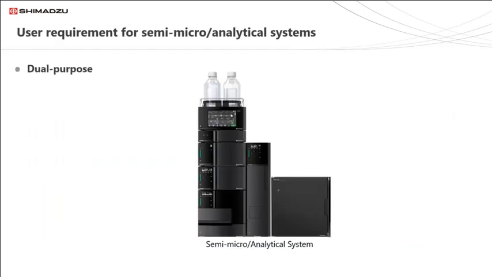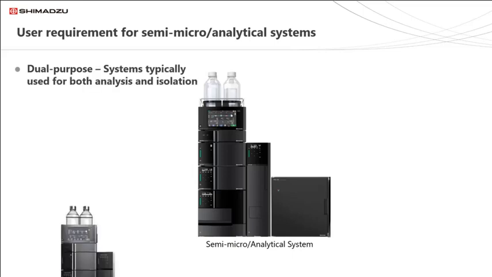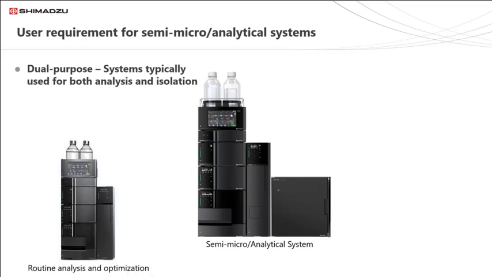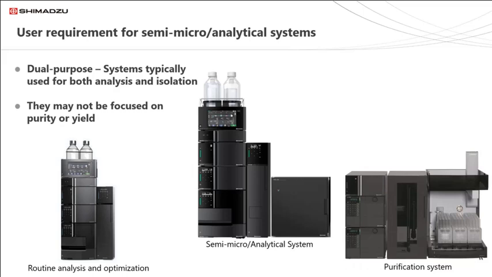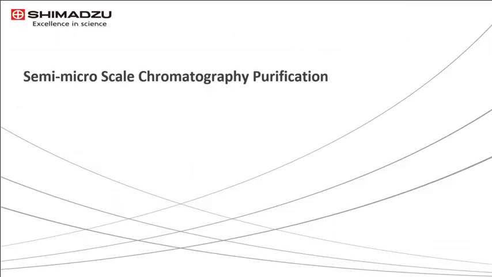User requirements for these systems may vary, but most will be similar. Most will be dual purpose. Samples are often screened for the presence of the desired components. In these systems, this is often the main use. However, once a component has been identified as a target for purification, the configuration with collector is employed to isolate that compound. At this scale, assays used to confirm the presence of the target are very sensitive, so purity or yield are not the focus.